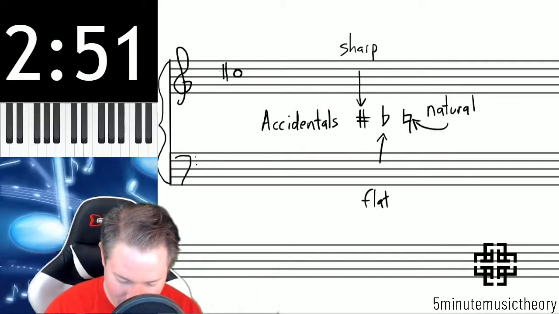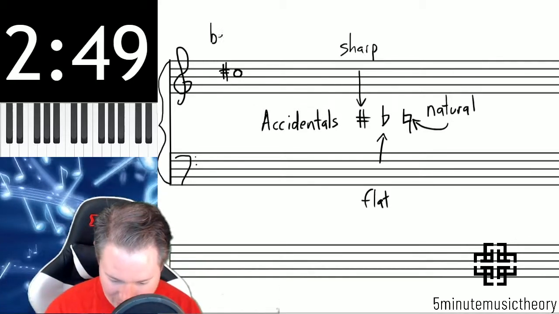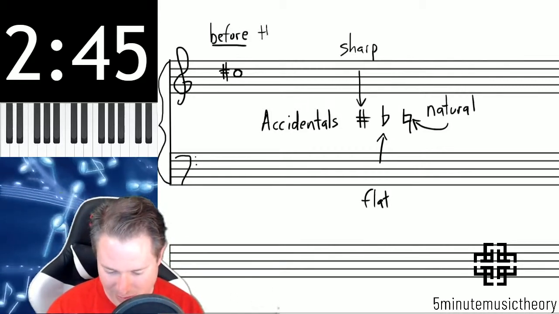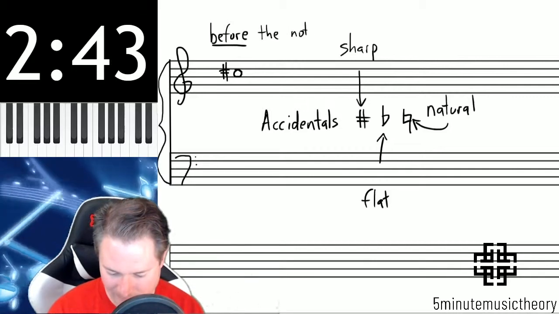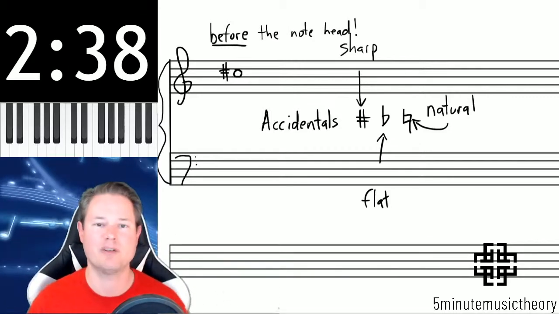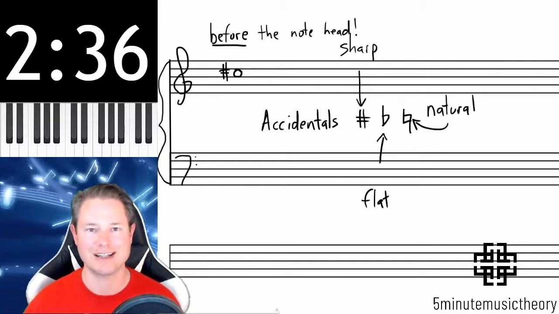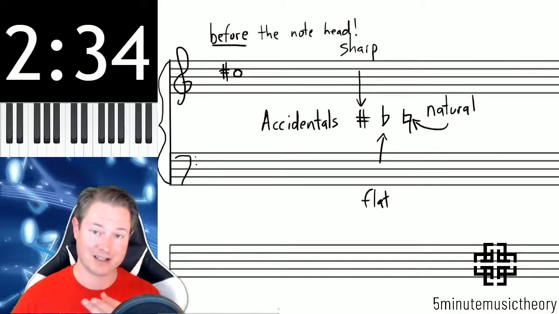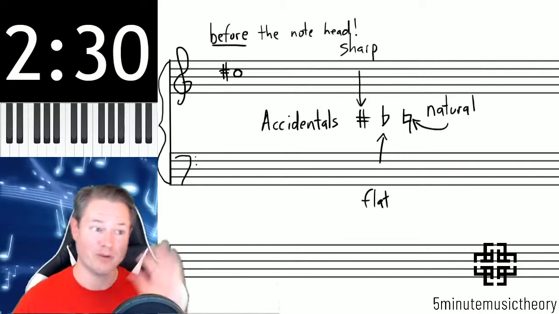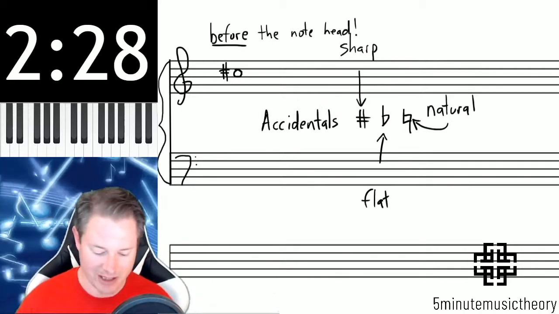Accidentals always happen before the note. That's really important. I'm going to write that just so it sort of buries itself in our brains. Before the note head. Very important that it's placed before the note head. It's a really common mistake that I see with my students, to place the accidental afterwards. We read left to right, so we need to know what the accidental is before we get to the pitch. That's why it's placed there.